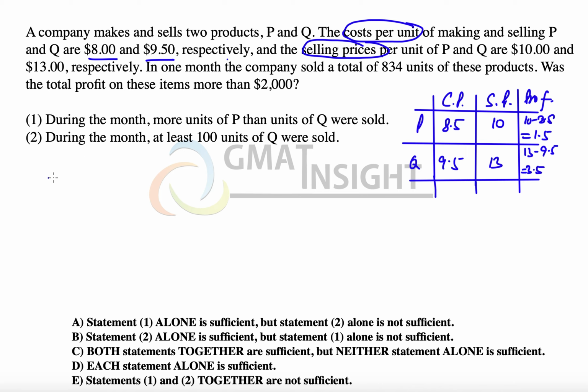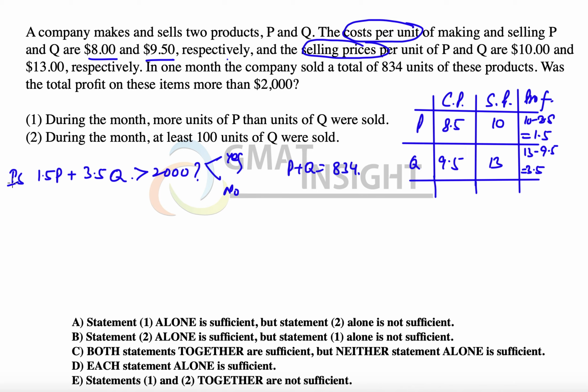The total profit on P and Q together should be equal to 1.5 times P plus 3.5 times Q. And the question is asking, is this profit not just equal to, but more than $2,000? The answer needs to be given in the form of either yes or no, and we also know that P plus Q is equal to 834.